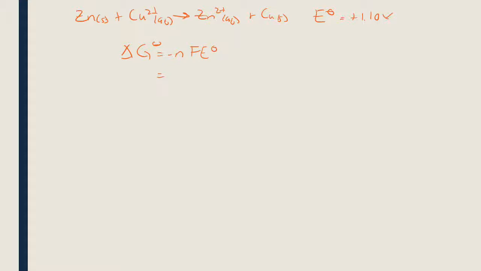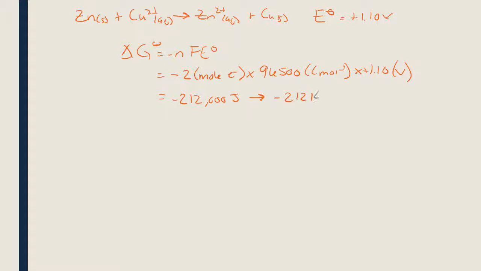Okay, so we know we have -2 because this is the moles of electrons being transferred in this reaction, times 96,500, we round up to 500, coulombs per mole for Faraday's constant, times positive 1.10 volts for the E theta cell that was calculated. Put all this together, we get negative 212,000 joules, and then of course this becomes negative 212 kilojoules.